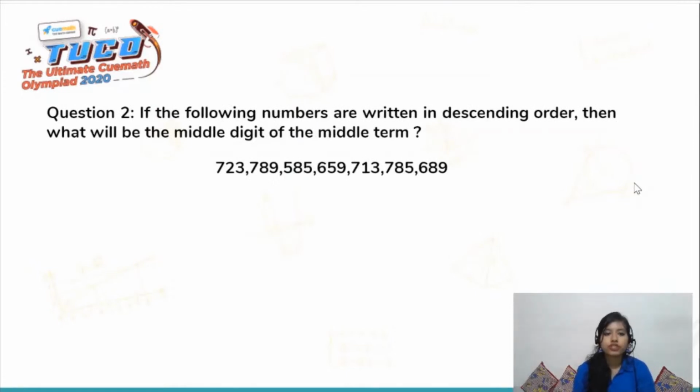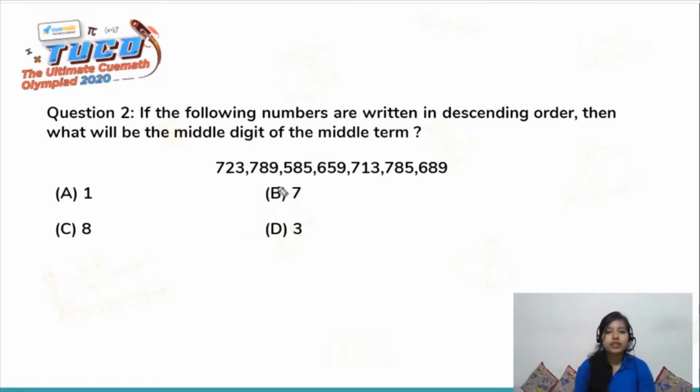Here goes our next question. If the following numbers are written in descending order, then what will be the middle digit of the middle term? All right. Pretty simple question. All of you are already aware of the way how to proceed with it. You all can give it a try and comment on the comment section.